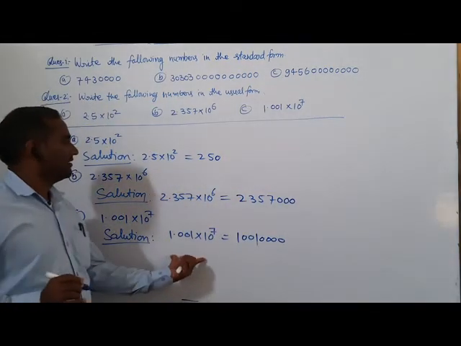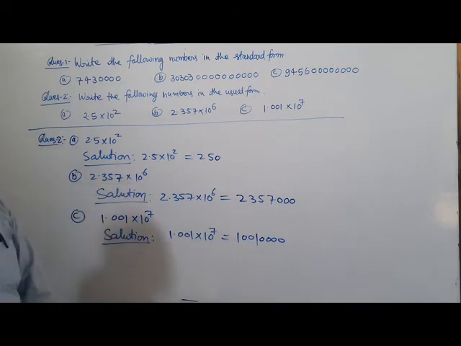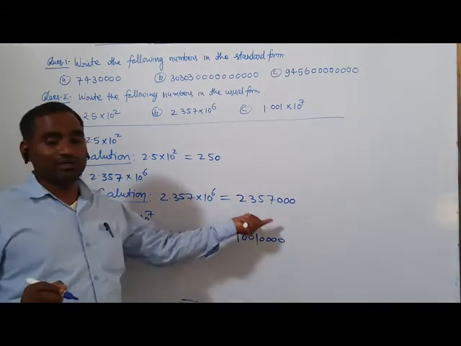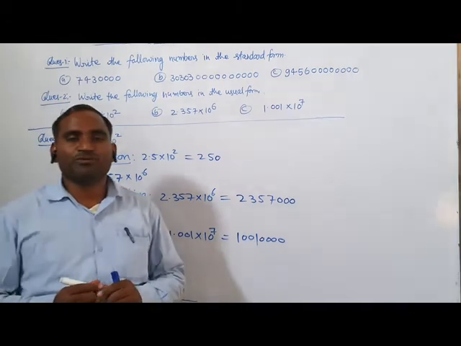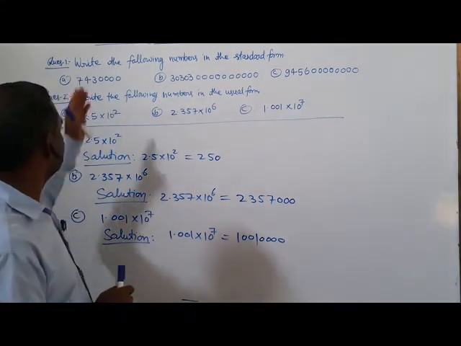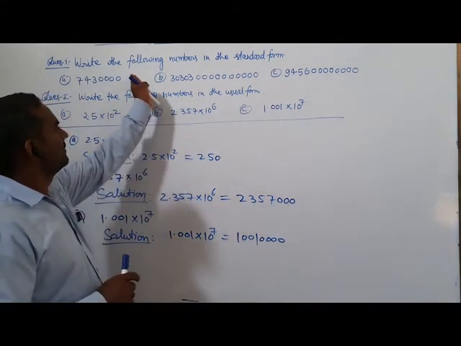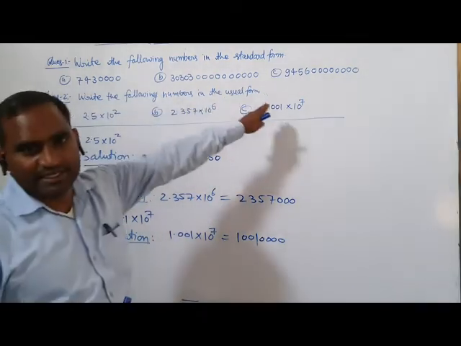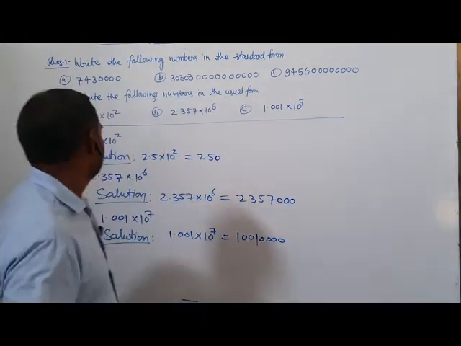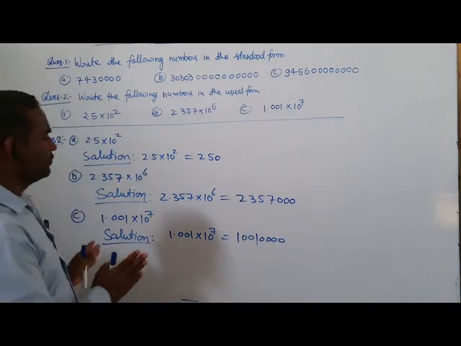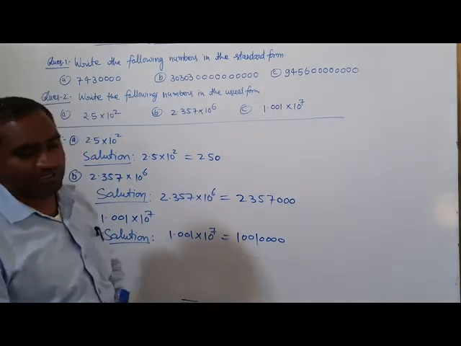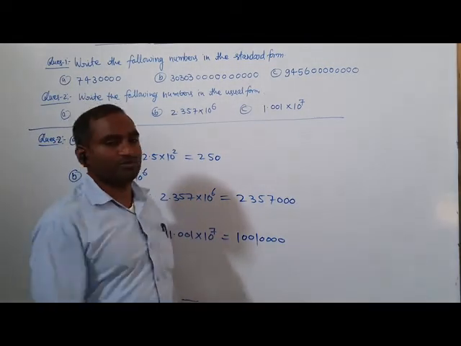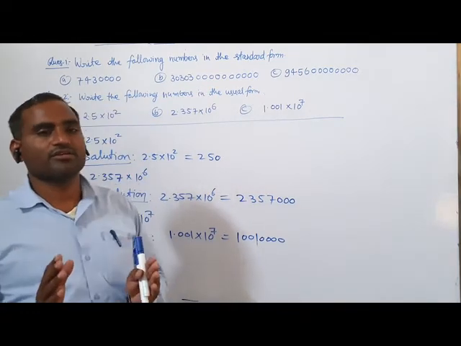This is the general form or usual form, to express the standard form as the usual form. I think all of you have understood how to express a large number into standard form and standard form into usual form. You can solve this type of question from your exercise books.